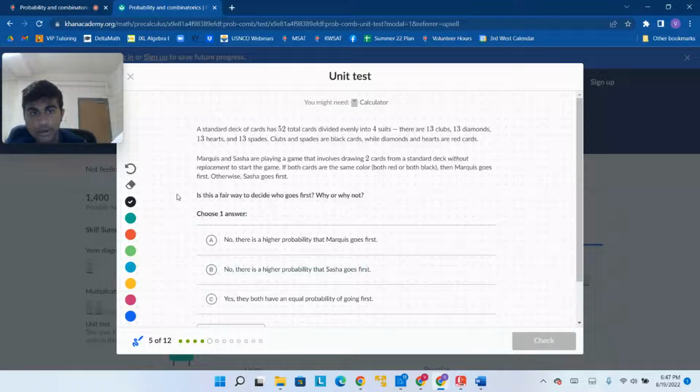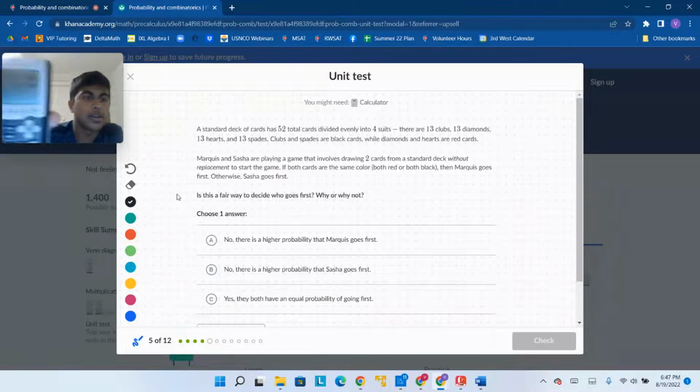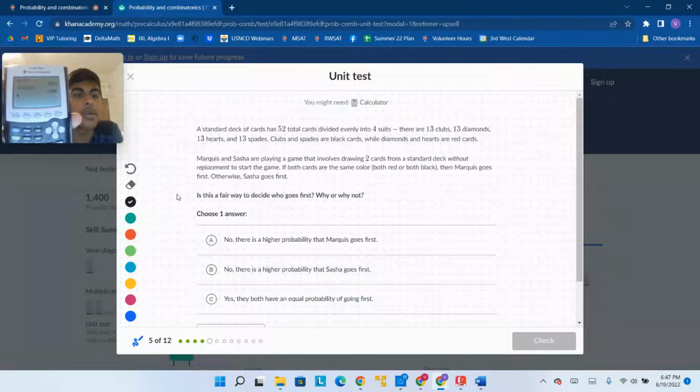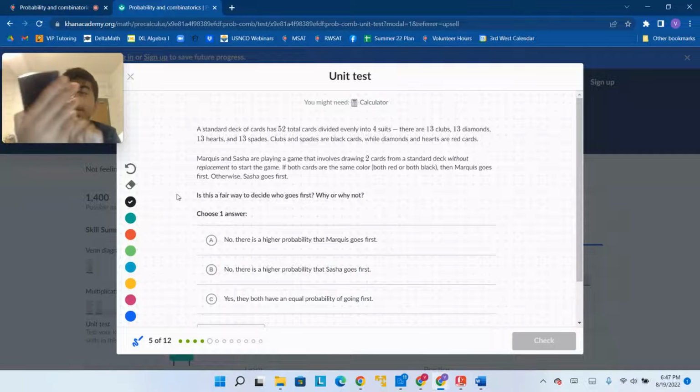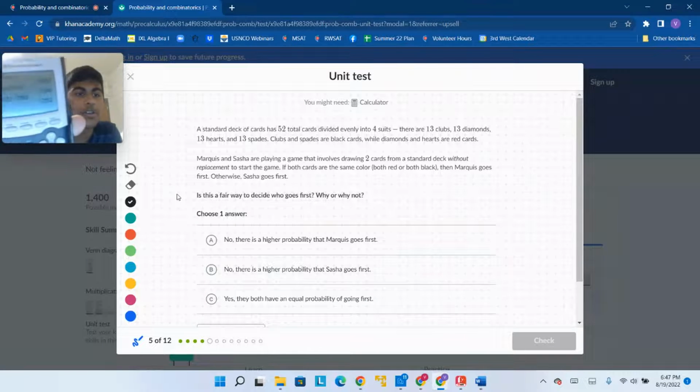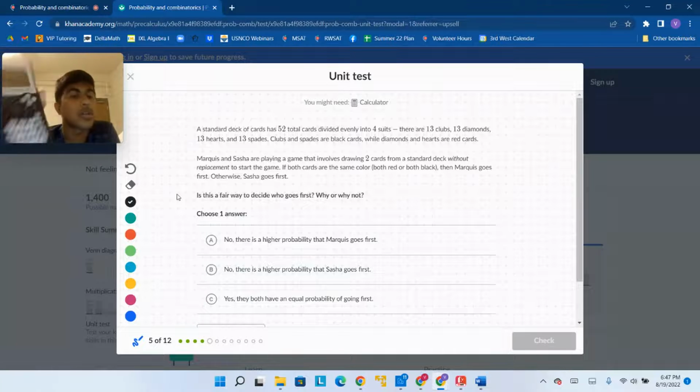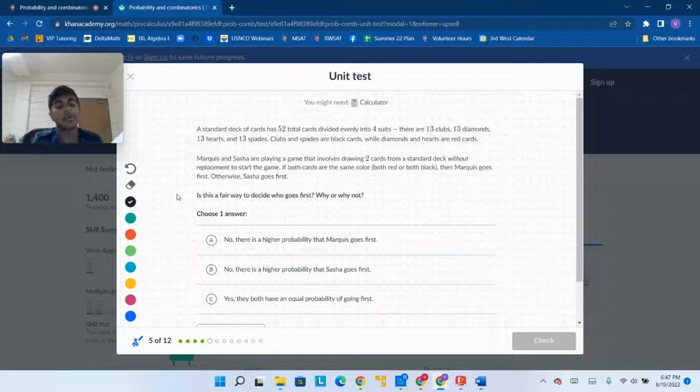Now, if both cards are the same color, there are 26 options of the first color times 25 of that color again, and that could be for both red or black, so we multiply that by 2, and we get 1,300 options. Then Marquis goes first. So you have 1,300 options where Marquis goes first out of the 2,652 options, meaning that Sasha goes first 1,352 times. So she goes first more times than Marquis. There's a higher probability that Sasha goes first, and the game is not fair. It's not a fair way.